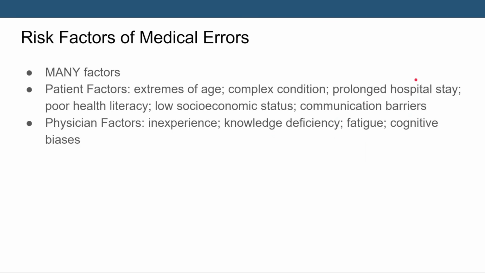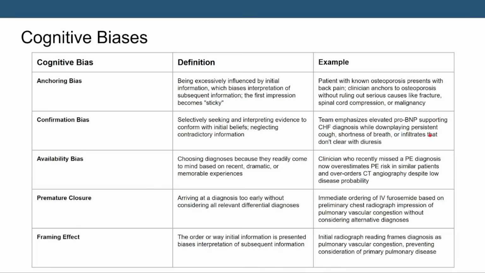So there are many risk factors of medical errors. There are patient risk factors and there are physician risk factors. So patient factors include extremes of age, complex condition, prolonged hospital stay. The more you stay in the hospital, the more likely they will do a medical error. Poor health literacy, low socioeconomic status, communication barriers. For physician factors, inexperience, knowledge deficiency, fatigue, cognitive biases. And talking about cognitive biases, they are high yield for the USMLE.